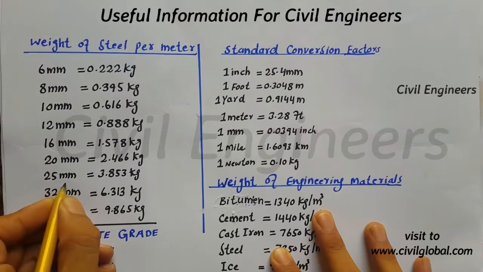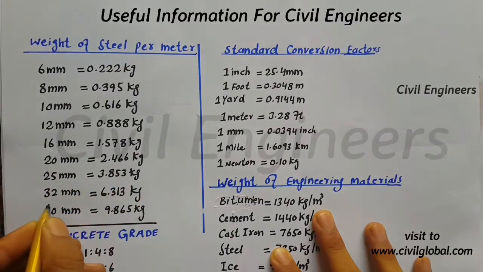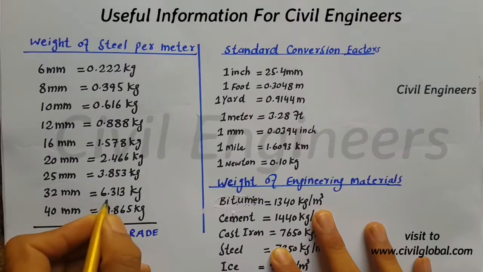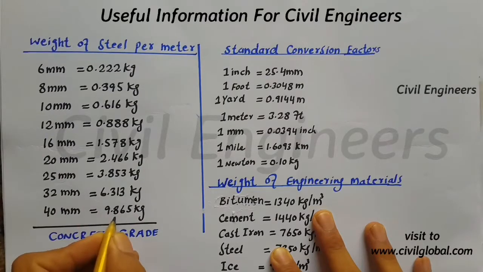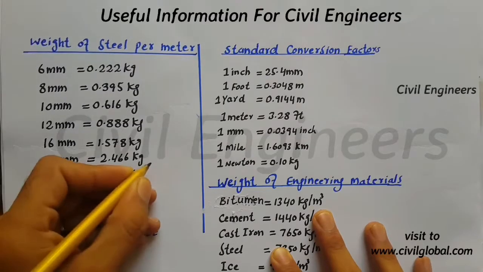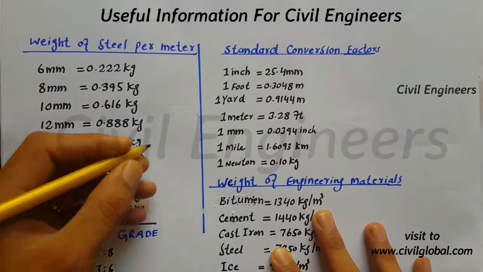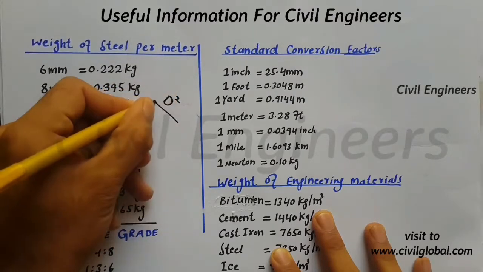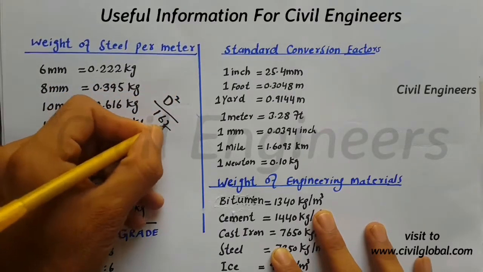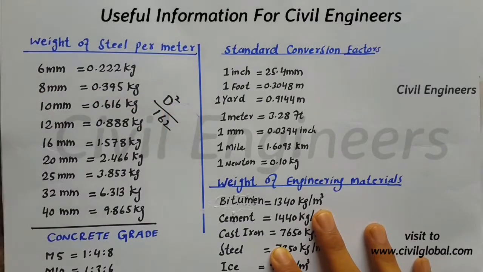For 25 millimeter dia 3.853 kg. For the 32 millimeter dia 6.313 kg. And for the 40 millimeter dia of steel is 9.865 kg. So we can find out all these unit weights per meter with the help of this formula. So that is d square divided by 162. Okay, d is the dia of steel and this is 162.